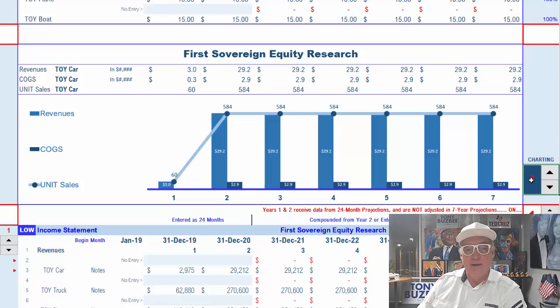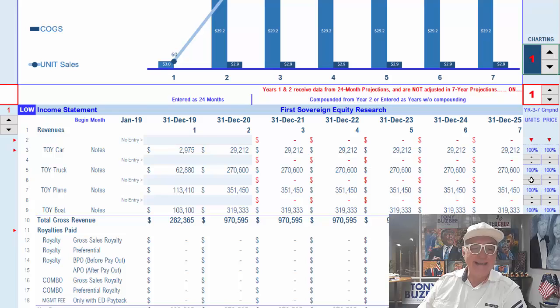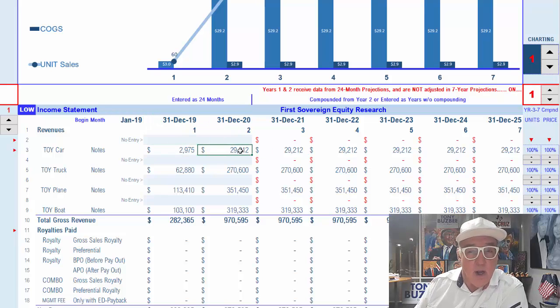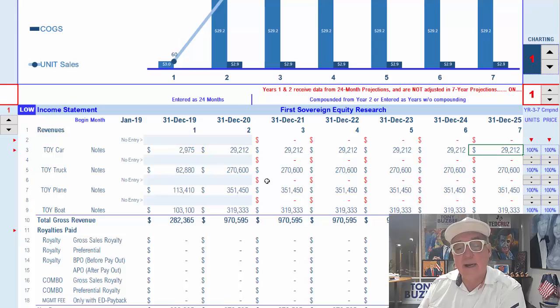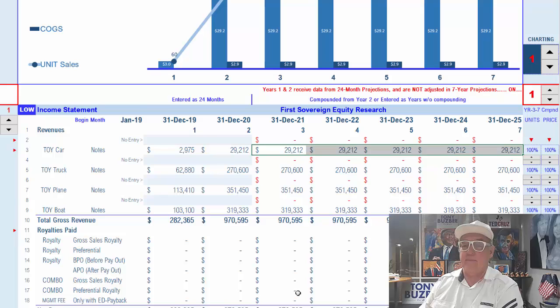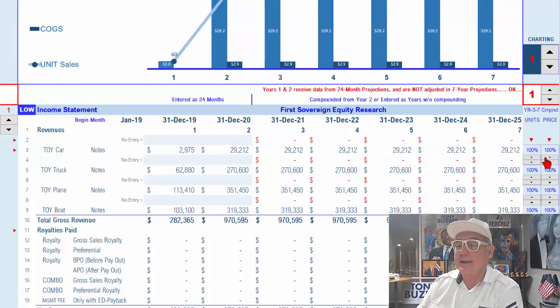Let's leave it at 1 and scroll up a little bit more so we can see what's going on with our revenues. Now, here are the dollars of revenues that we generated in the 24 months. Okay, see that? Notice that now the second year becomes the third year, becomes the fourth year, and so forth. Now we can accelerate or decelerate this growth in 2 ways. The easiest one is to do units. It makes the most sense.